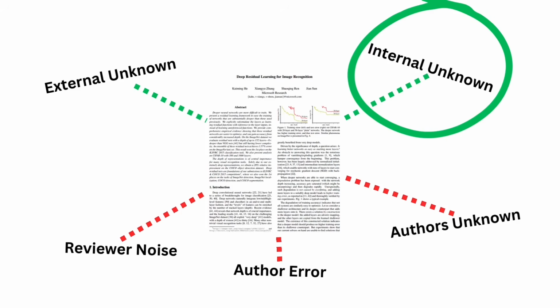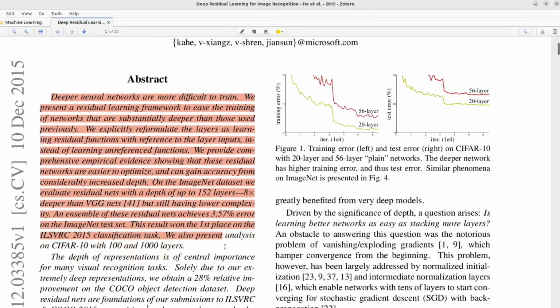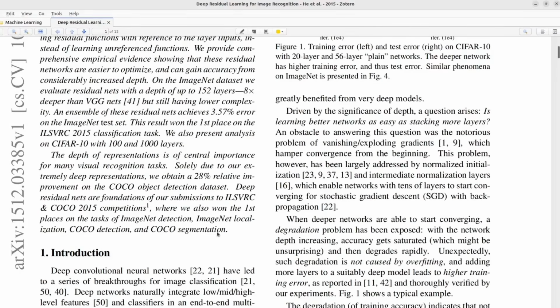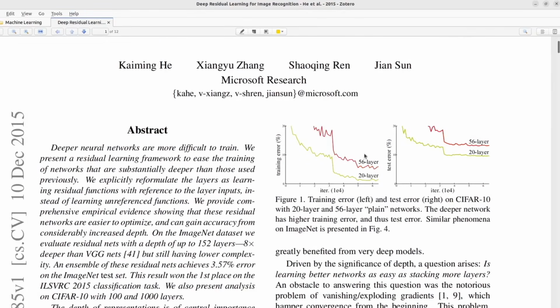The whole purpose is to reduce the number of internal unknowns to the minimum. In that read, I like to do the following. Start with the abstract and the introduction to understand what the setup in the paper is. Try to understand the paper's motivation because it will help with understanding why the methods are the way they are.